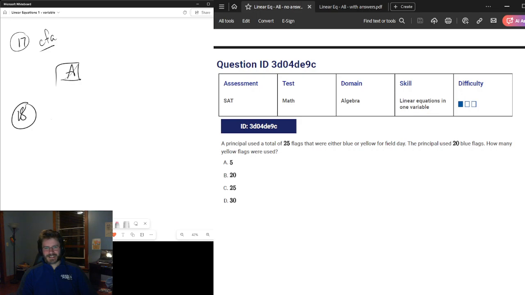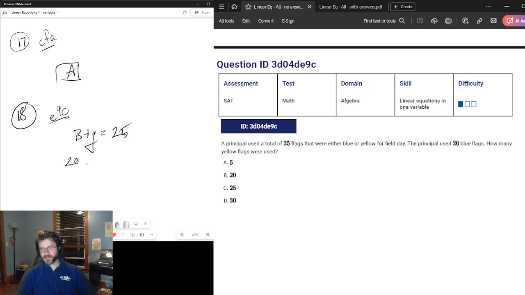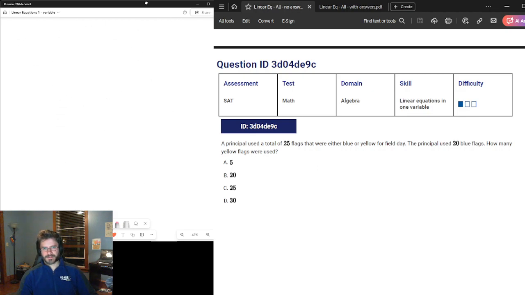All right, E9C. All right, the principal used 25 flags. Go ahead and give it a shot before I try it. 20 blue flags, how many yellow flags were used? Okay, so we've got blue plus yellow equals 25. We have 20 blues. That means we must have 5 yellows, right? So y equals 5, that's A. Again, very simple.